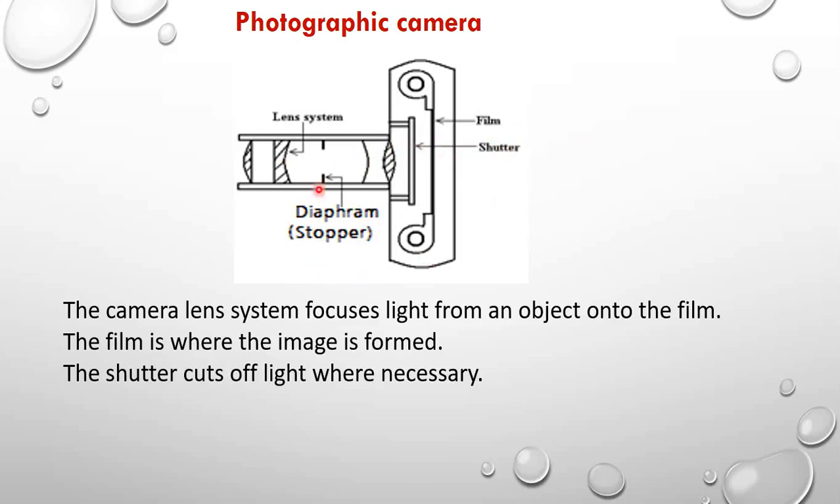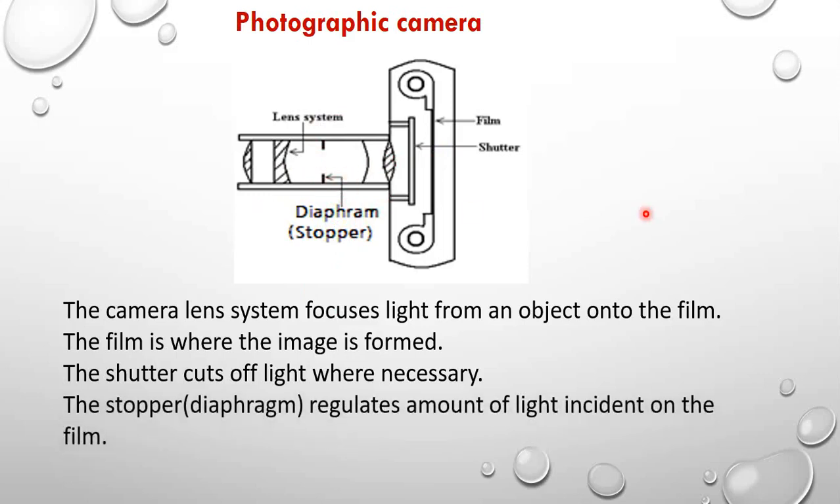And then we also have what we call a stopper, or what we call the diaphragm. Now this regulates the amount of light incident onto the film. That's the diaphragm. So that is the system for a photographic camera, and each of these parts has an importance in order for the image to be formed in the film here.